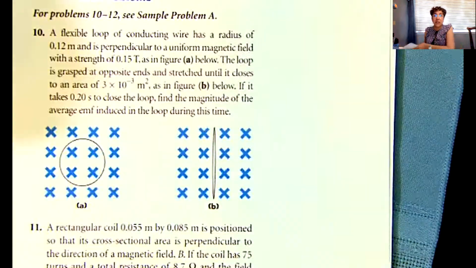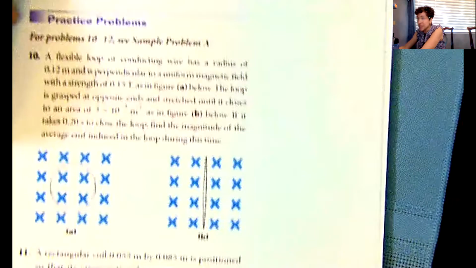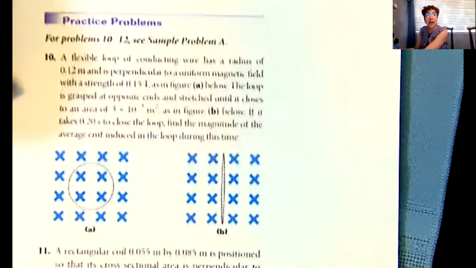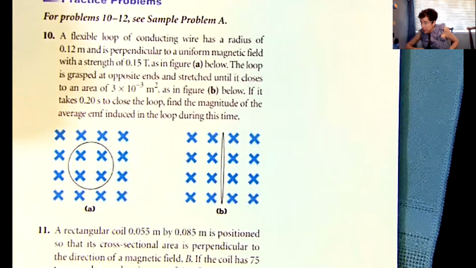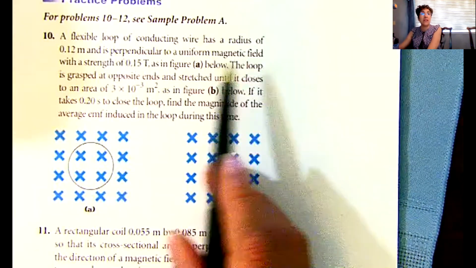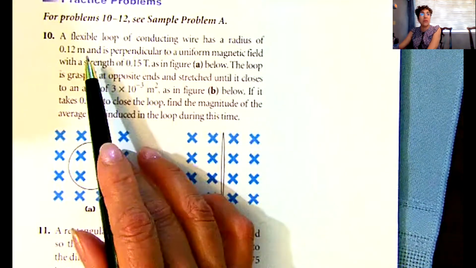All right, so let's take a look at the problem. This is on page 739. There you go. We'll start with number 10. It says a flexible loop of conducting wire has a radius of 0.12 meters.